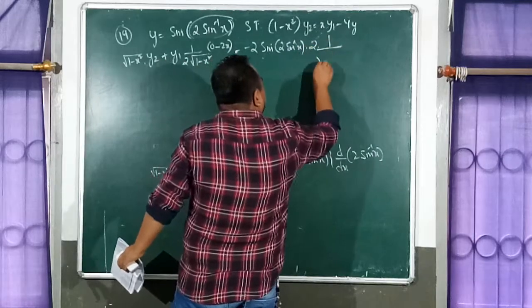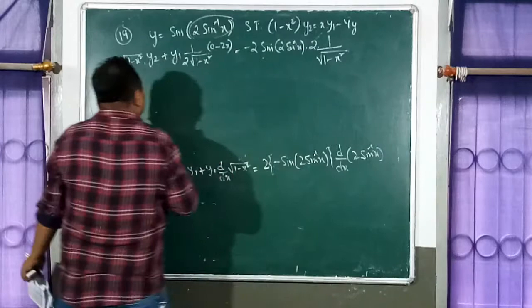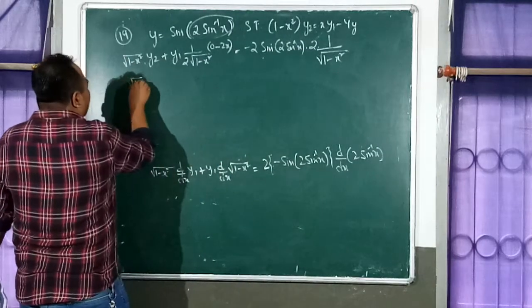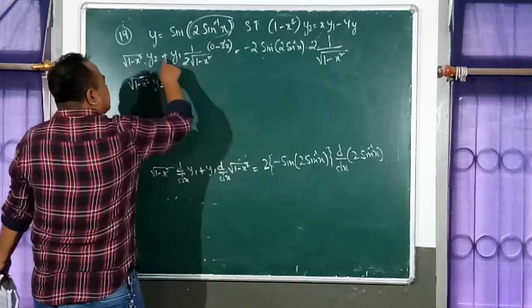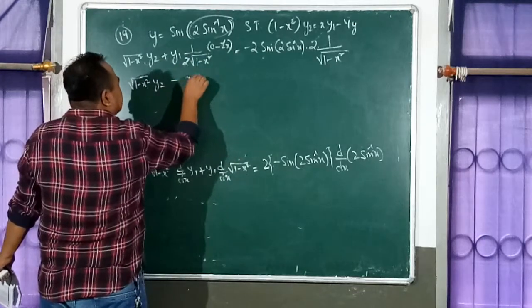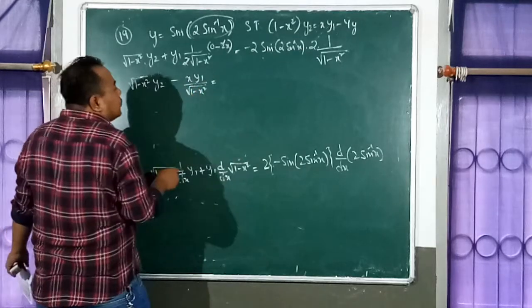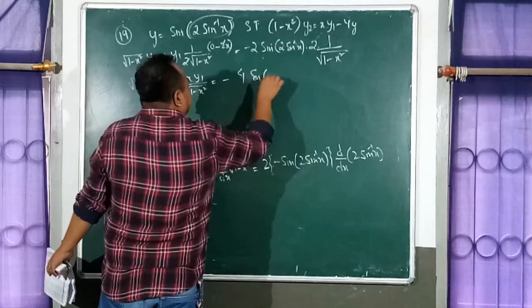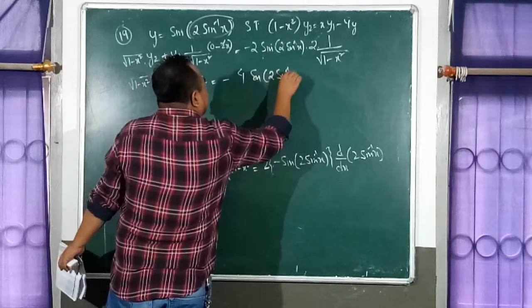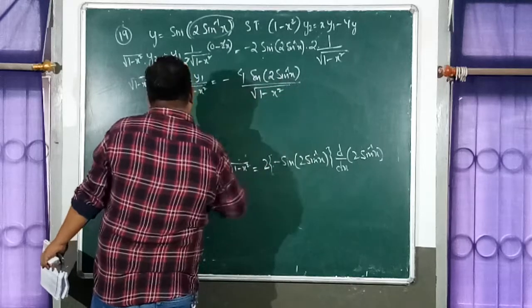What's the differentiation of sine inverse x? It is 1 over root 1 minus x squared. So root 1 minus x squared y2, 2 and 2 gets cancelled, plus into minus is minus x y1 divided by root 1 minus x squared equal to minus 2 2s are 4 sine 2 sine inverse x divided by root 1 minus x squared.